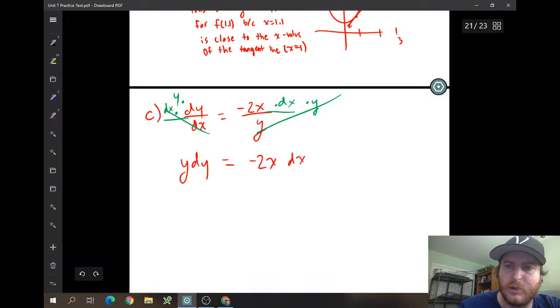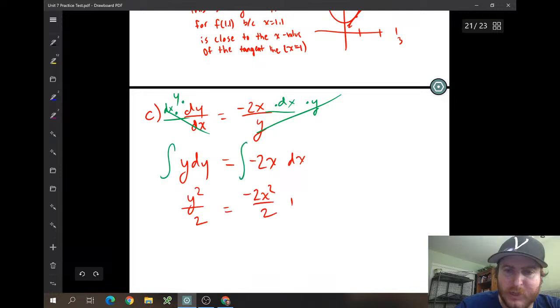Okay, now the y is on the denominator. So to cancel out a y on the denominator, we actually multiply up to the numerator. So we get y dy equals negative 2x dx. Take the integral of both sides. And so that would be y squared over 2 equals negative 2x squared over 2 plus c. So y squared over 2 equals negative x squared plus c.